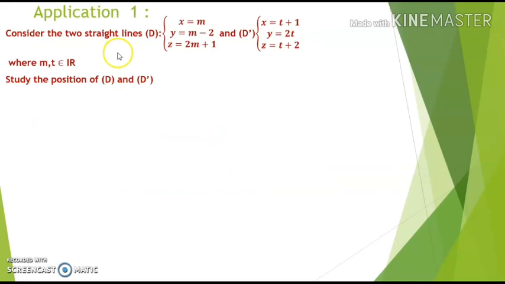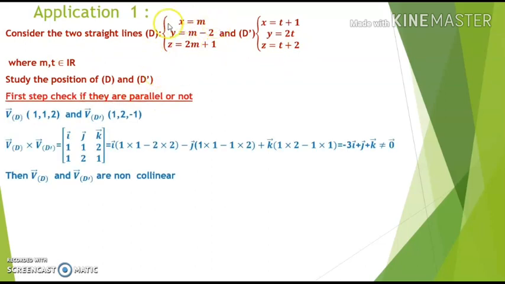An example about this. Consider the two straight lines D of parametric equation x equals m, y equals m minus 2, z equals m plus 1, and D prime: x equals t plus 1, y equals t, z equals t plus 2, where m and t belong to R. The question is to study the position of D and D prime. First step, we need to find a director vector of D and also of D prime: (1, 1, 1) for D and (1, 1, 1) for D prime. Let's check if these two vectors are collinear or not by finding the cross product of these two vectors.